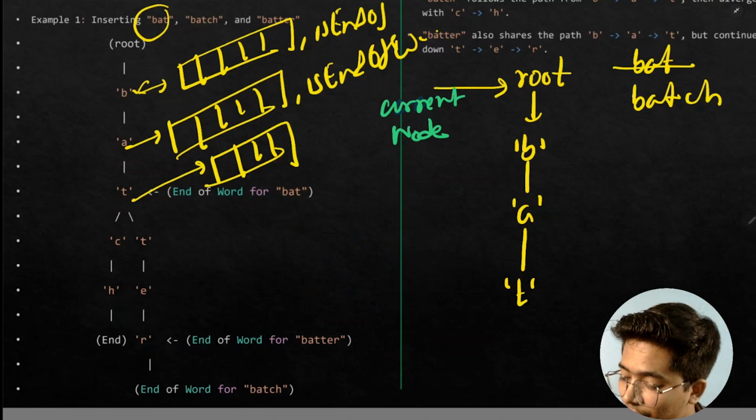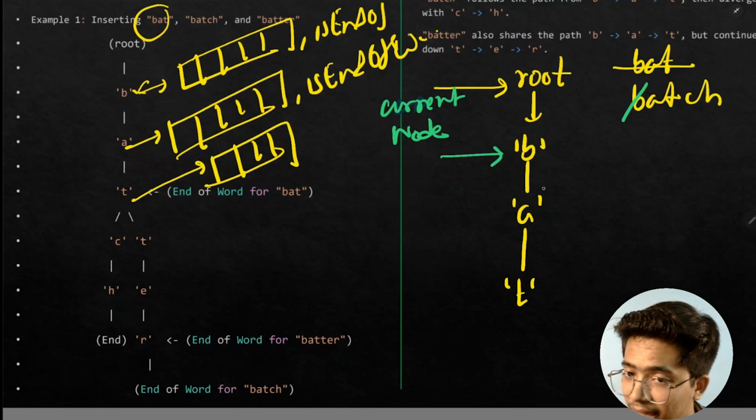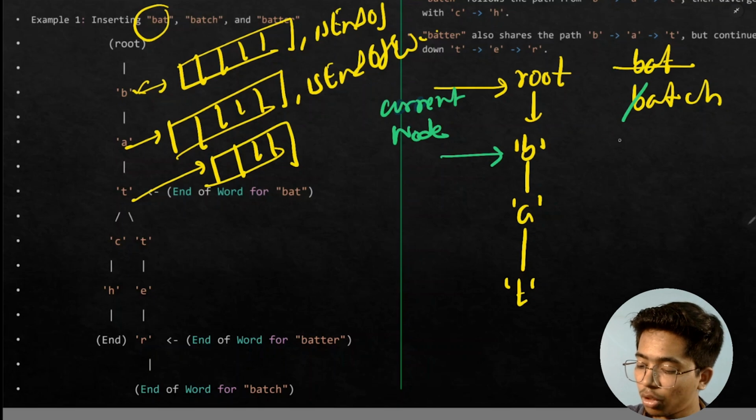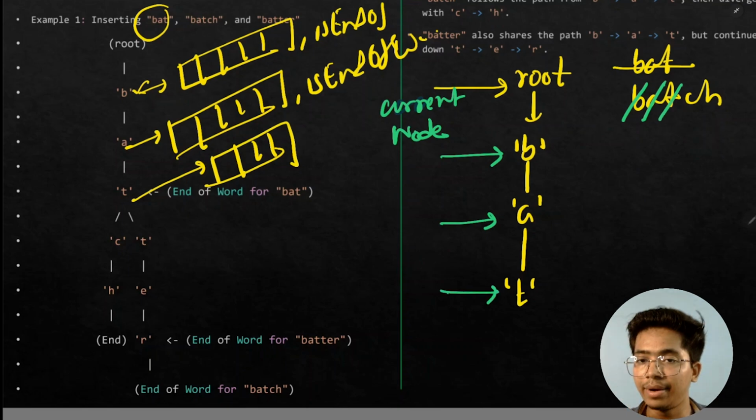Now it will check the first letter B, if there is B or not. Yes, there is B, so it got inserted. Pointer will come here. It will again check if there is A or not. Yes, there is A. So A got inserted, the pointer will come here. It will again check if there is T or not. Yes, there is T. So it again got inserted. Now it has inserted BAT.